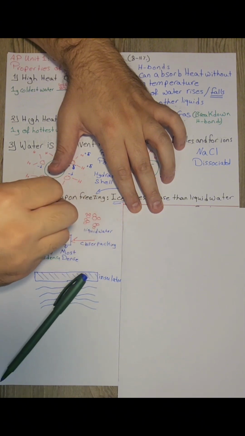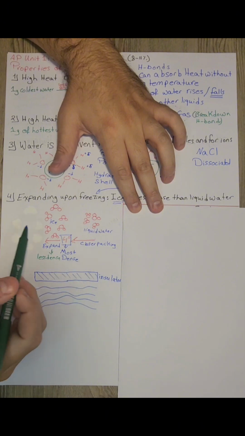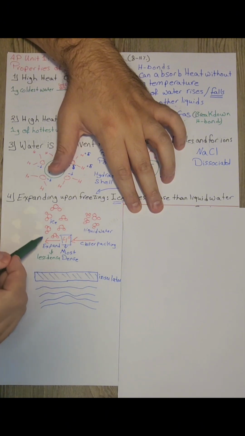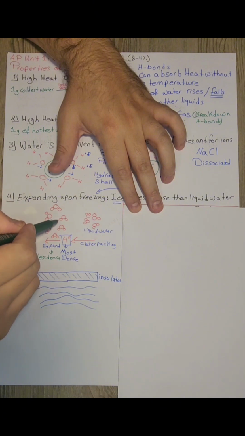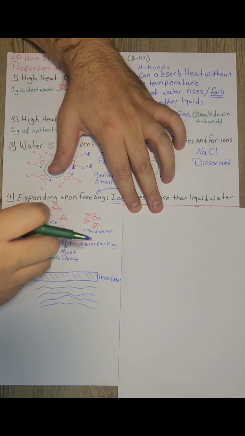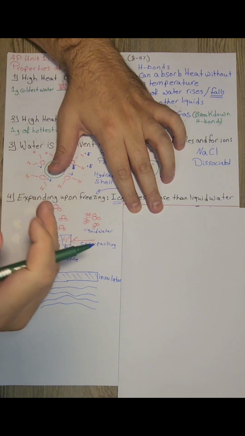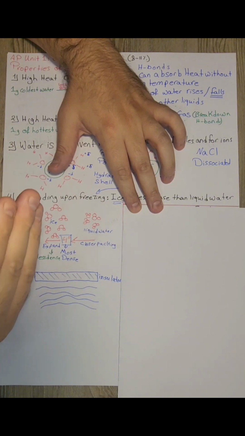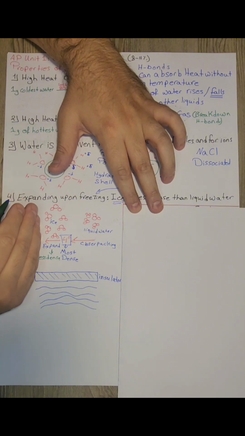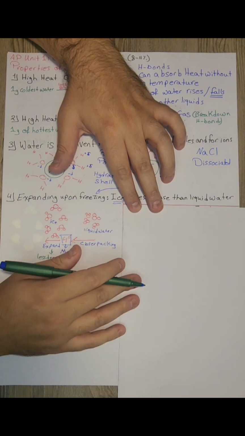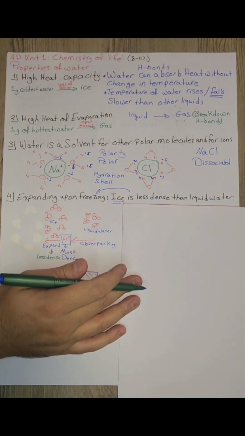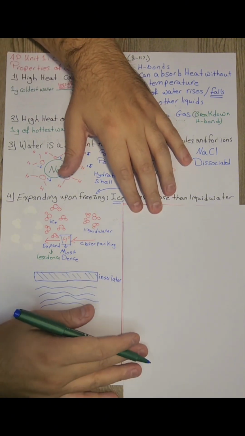Water molecules start to move away from each other. They expand, forming an ice crystal with a hexagonal shape. So this expansion that is taking place below 4 degrees Celsius decreases the density of water, which makes ice less dense than liquid water. But why is this important for life?